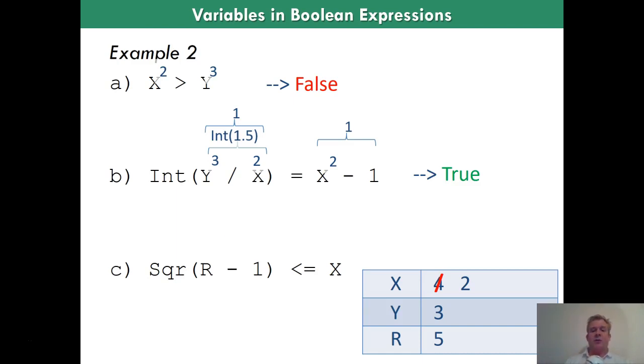And then we finish off with the square root of r, subtract 1, and we compare it with x to see whether it's less than or equal to x. Well, r is 5, x is 2, so we substitute those values in. And then we take 5 subtract 1, which gives us 4. And we take the square root of 4, which is 2. Now, is 2 less than or equal to 2? Yes, it is. So again, we've got a true Boolean expression. Notice how all of these expressions evaluate to a single value, either true or false.